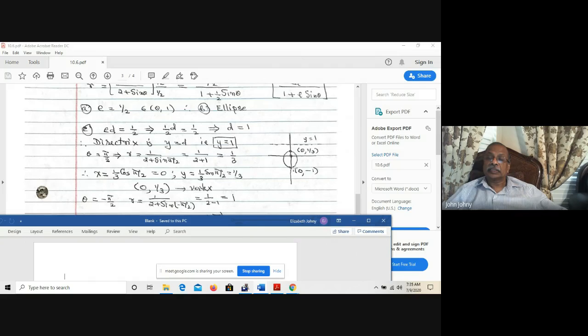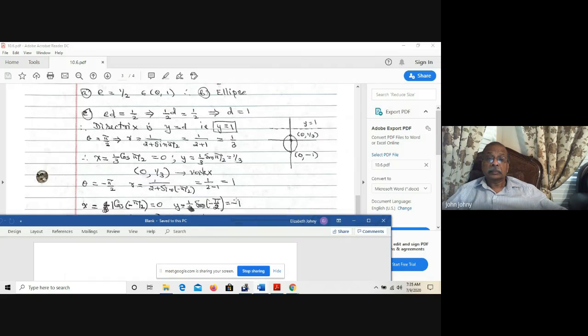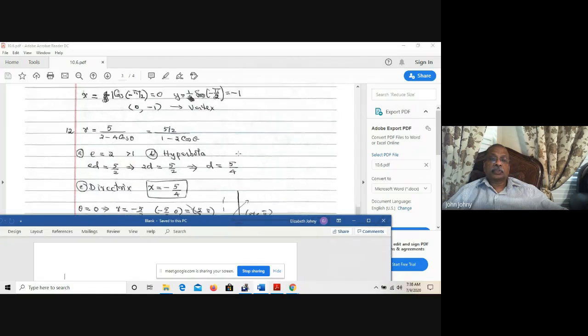So this vertex is (0, negative 1). For negative pi over 2, r is 1 over 2 plus sine negative pi over 2, that is 1 divided by 1, which is 1. So r is 1. x is equal to r cos theta, that is 0. y is equal to r sine theta, that is 1 times sine negative pi over 2, that is negative 1. So this is the point. You have to find the x coordinate and y coordinate by using the formulas x is equal to r cos theta, y is equal to r sine theta. Question number 12.